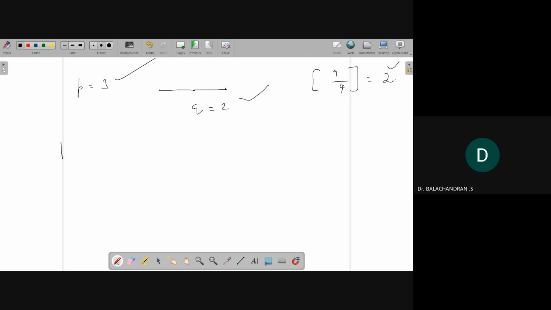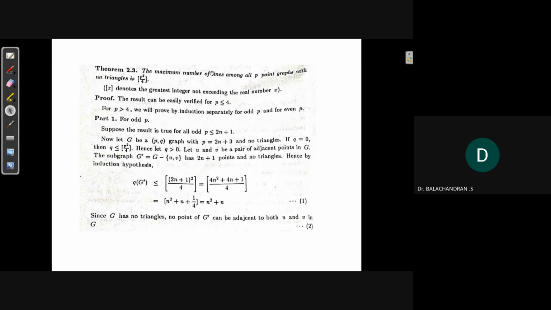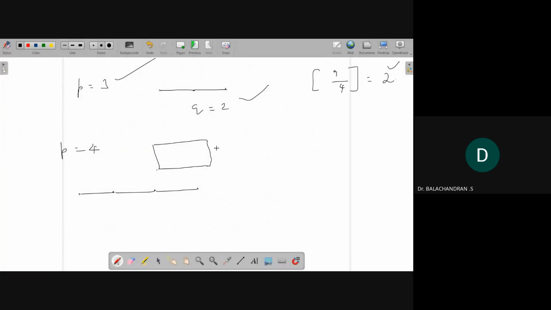Next, P equal to 4. 4 vertices means 1, 2, 3, 4. It does not contain C3. I can draw like this, or I can draw like this. Here also P is 4, but here the number of edges is 3, and here the number of edges is 4. The question is the maximum number of edges, so I'll take this one. So here Q equal to 4.